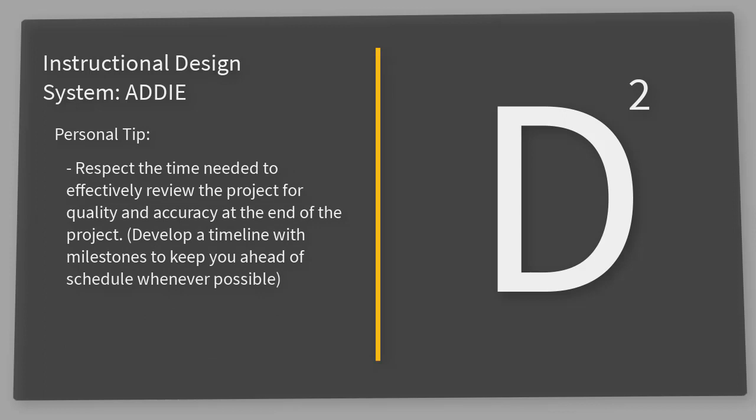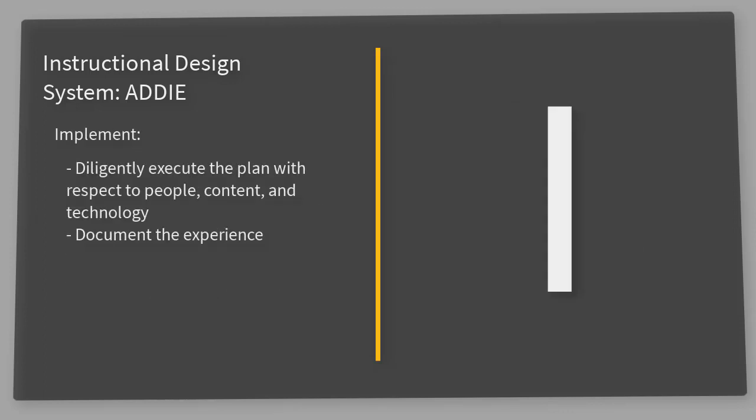As a personal tip, respect the time needed to effectively review the project for quality and accuracy at the end of the project. Develop a timeline with milestones to keep you ahead of schedule whenever possible. Next, implement. Diligently execute the plan with respect to people, content, and technology.